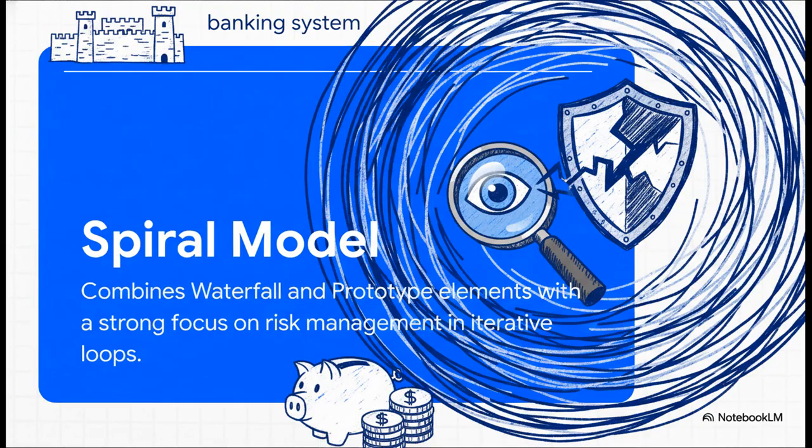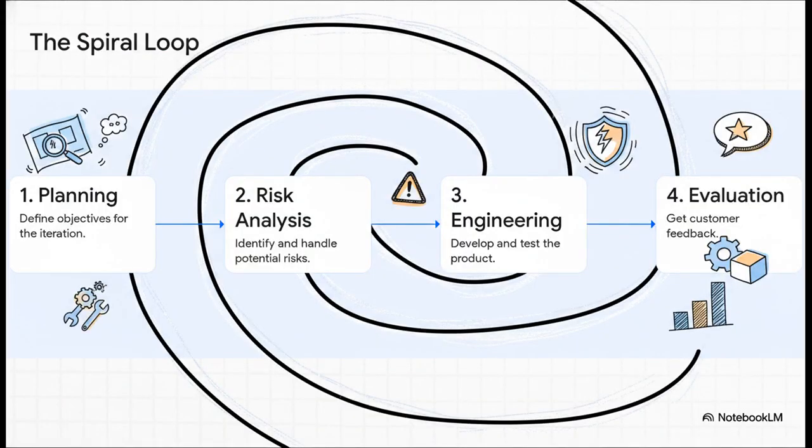Okay, but what about the really big, complex, high-stakes projects? I'm talking about banking software or systems for national defense, where one tiny mistake could be a critical, catastrophic failure. For those, we have the spiral model. It basically takes the planning from Waterfall and the feedback loops from prototyping and adds one absolutely crucial ingredient: risk management. As you can see, the whole project evolves in a spiral. Each time you go around the loop, you do four things.